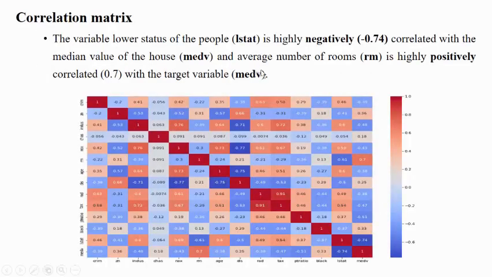So coming to the exploratory data analysis part, as shown in this slide, I have built a heat map, a correlation matrix which shows the relationship between all the dependent as well as the independent variables. And here we can see the LSTAT, that is lower status of the people, is highly negatively correlated with the median value, the dependent variable of this data set, and the average number of rooms is highly positively correlated with the target variable, that is the median value of the house.